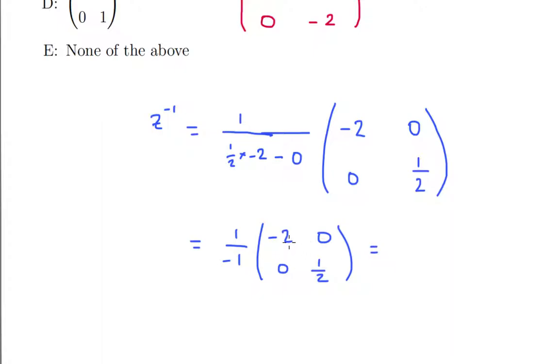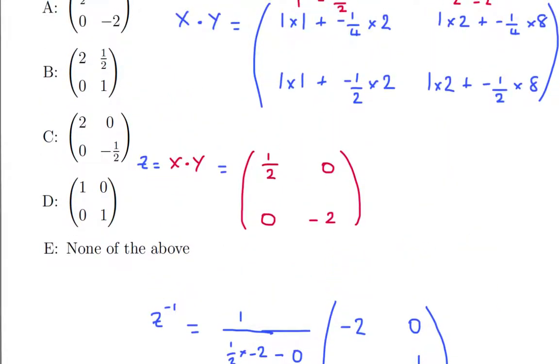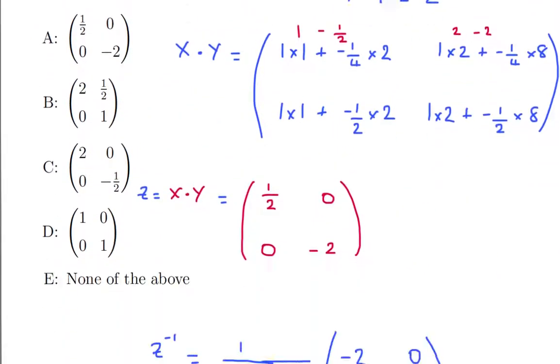So we're going to multiply each of these things by minus 1. That's just going to change the signs. So it's going to be 2, 0, 0, minus a half. So that's the answer for z minus 1. And where's that one? 2, 0, 0, minus half is option C.